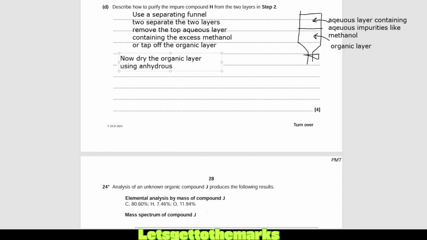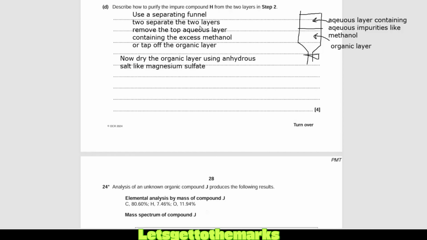Then we want to dry the organic layer because it will have some water with it. We can do that using an anhydrous salt. There are various different anhydrous salts you can use, calcium chloride or magnesium sulfate. You probably get the mark for saying anhydrous salt, but it's always good to mention one. So I'm going to say magnesium sulfate as my anhydrous salt here, and that's going to remove any H2O that is still in contact with the organic layer after you have used the separating funnel. Now, finally, I've got my impure compound H.